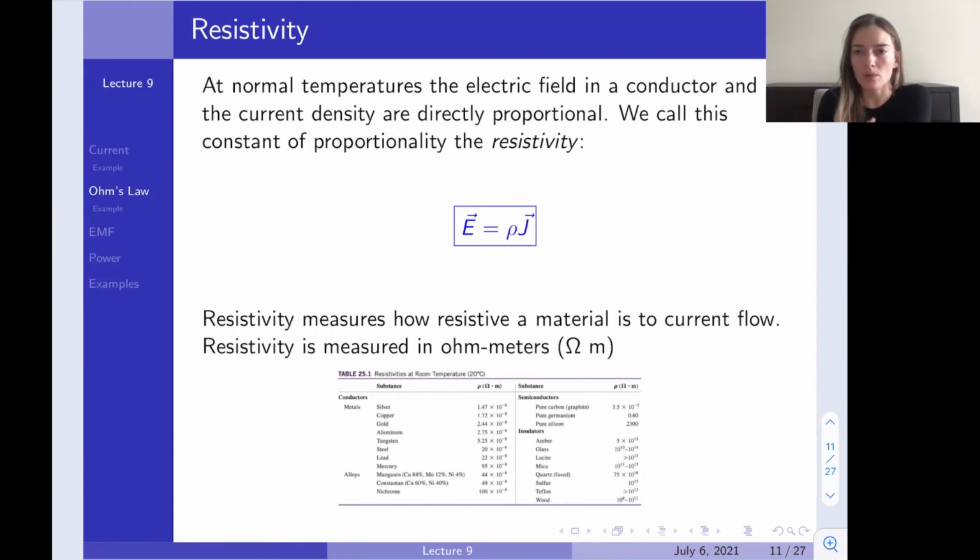So at normal everyday temperatures, the electric field inside a conductor and the current density are directly proportional to each other. And this constant of proportionality is called the resistivity. So it basically tells you how strong of an electric field you need to get a certain current flowing. Another way of saying that is resistivity measures how resistive a material is to current flow.